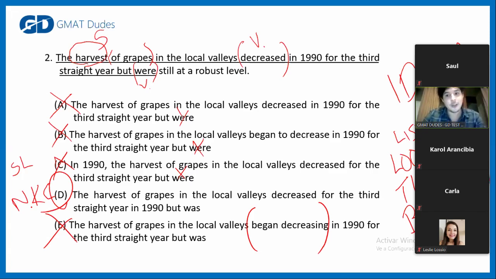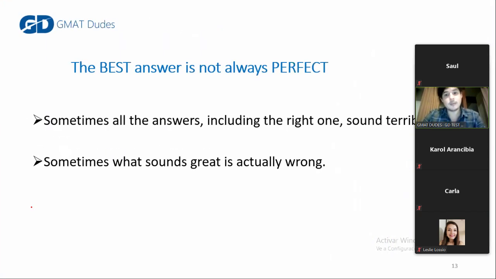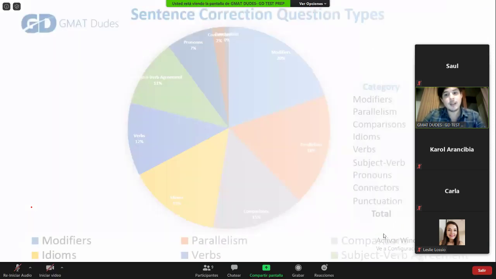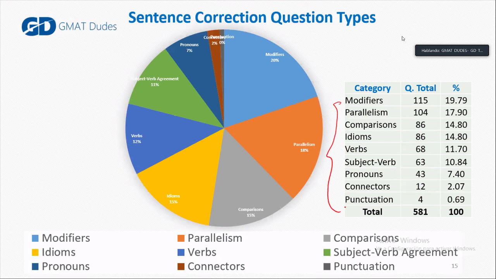I think that in this presentation, we actually have a list of those topics. There, great. These are the fundamental topics that you need to master if you're going to do a good sentence correction. So you need to know modifiers and their rules, parallelism and its rules, comparisons and their rules. You need to understand the concept of idioms. You need to understand verbs, like the tenses of the verb, the mood of the verb, the voices of the verb. You need to know the relationship of subject and verb. You need to know how to play with pronouns, how to play with connectors, and how to use punctuation.